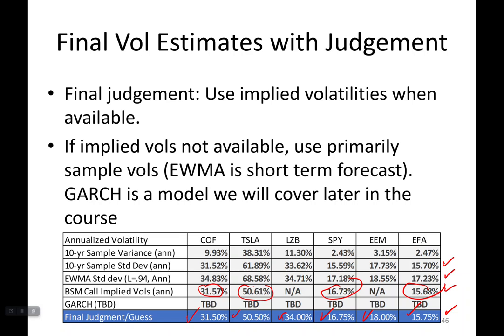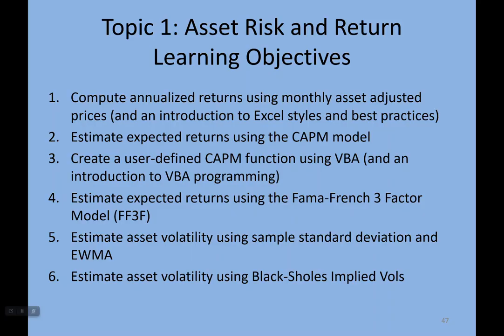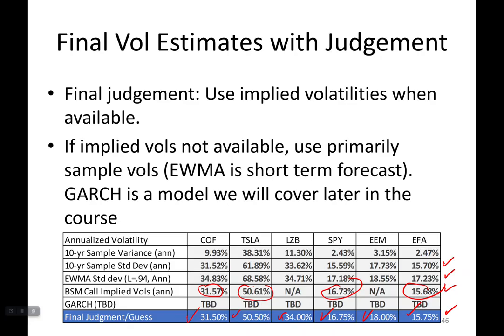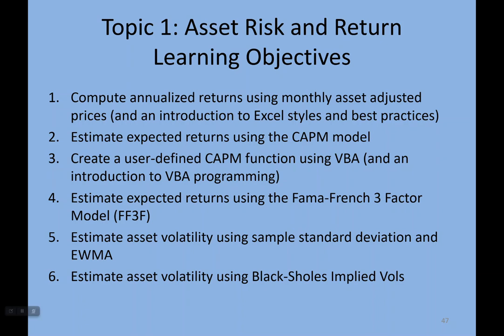Topic 1 is done. We have estimated expected return using Fama-French and CAPM. We've estimated the volatilities of these assets. In the next topics, we'll combine the expected returns and volatilities and put these assets into portfolios in which we maximize that trade-off between risk and return. So this was topic 1, learning objective 6.